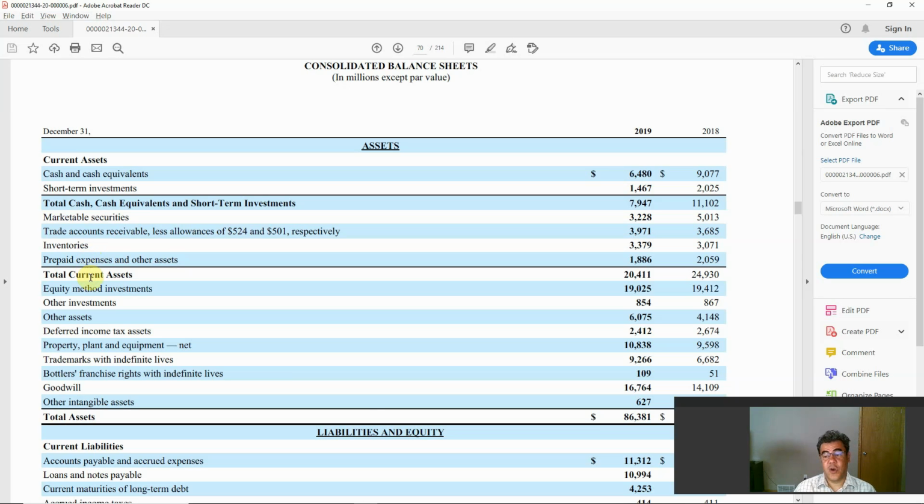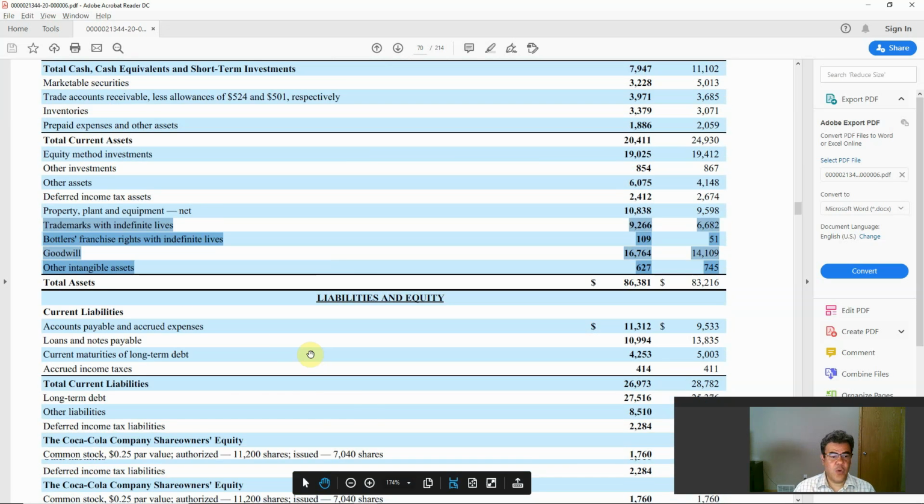Non-current assets, or long-term assets, are everything else. Long-term investments, other assets, deferred tax, some tax incentives that the company has, property, plant, and equipment, also called fixed assets, especially if we go to managerial accounting, trademarks, franchise, goodwill, and other intangible assets. So these four assets here are what we call intangible assets.